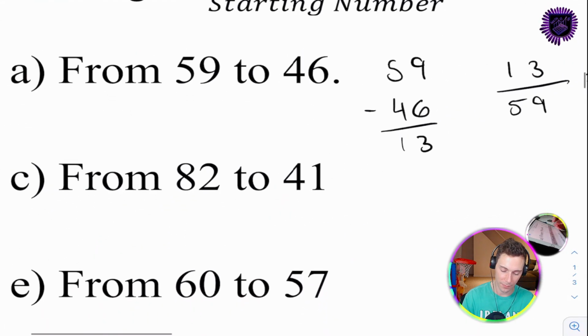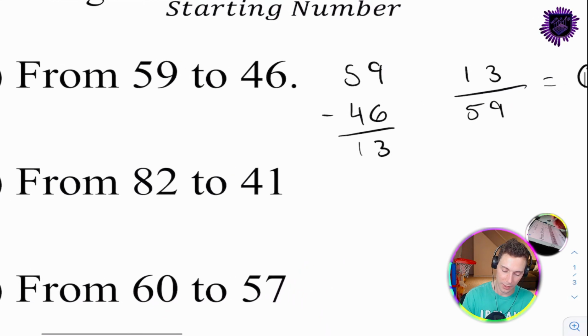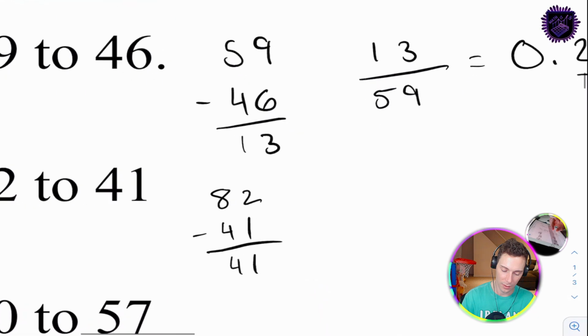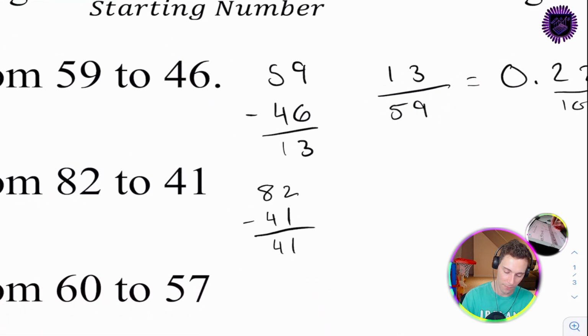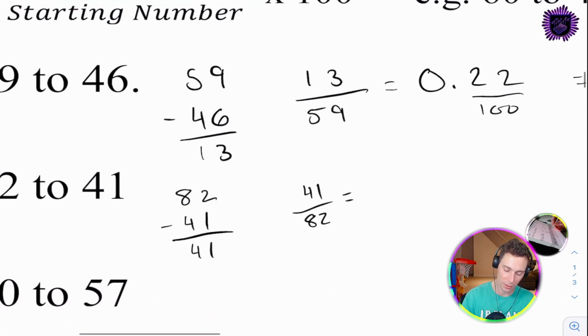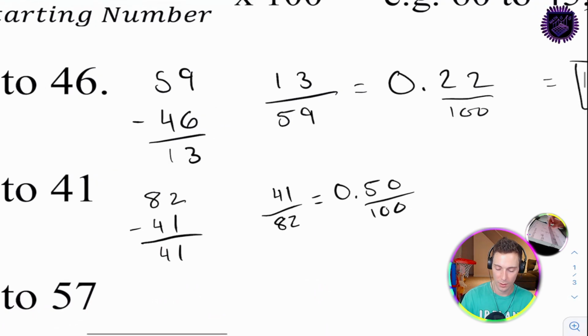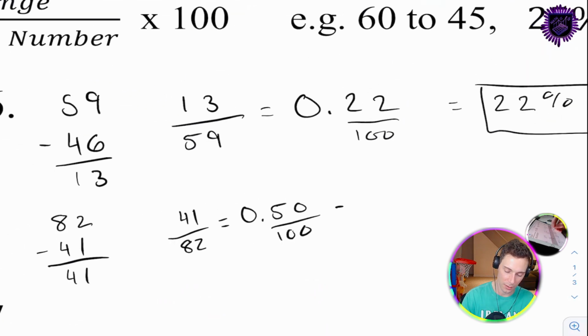82 to 41. Oh, this is a double again. All right, so let's go 82 subtract 41, which is equal to 41. And then we're going to go 41 over 82, which is going to be 0.5, which is 50%.